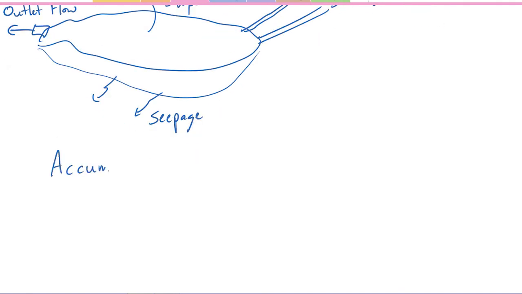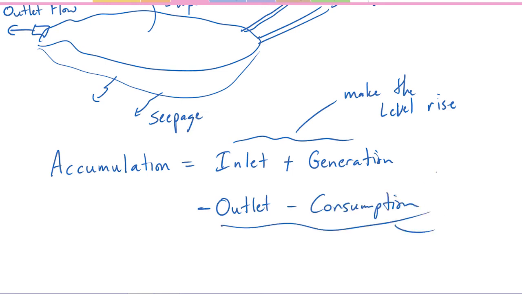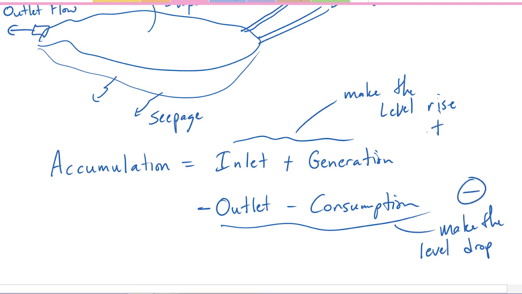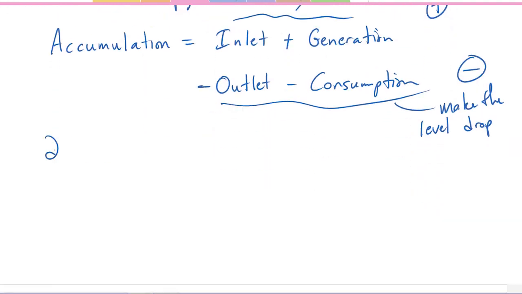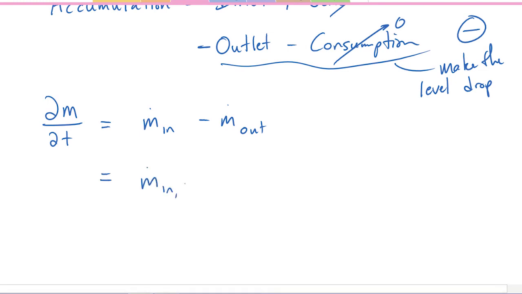Okay, so I'm going to go ahead and write my overall balance equation, which is accumulation equals inlet plus generation. These are going to make the level of the lake rise, so those have a positive sign. And then outlet minus consumption, and that's going to make the level drop. So I have a negative sign for those that make it drop and a positive sign for those that make it rise. So my accumulation equals in minus out. I'm going to have zero generation or consumption of water within the lake itself.